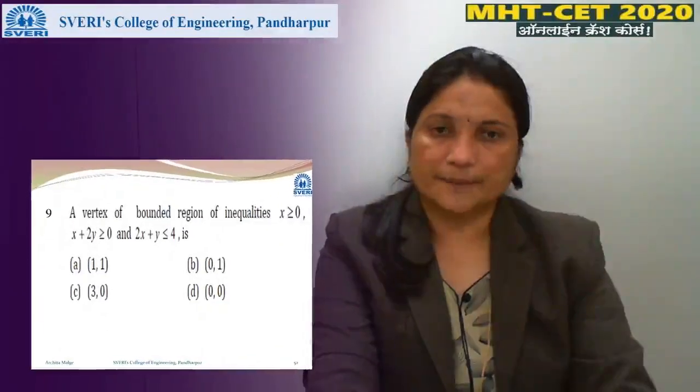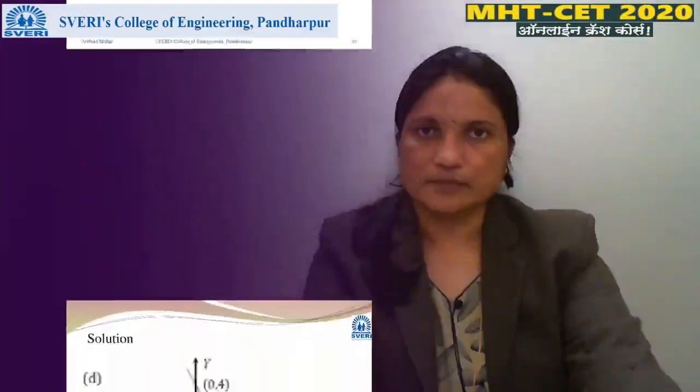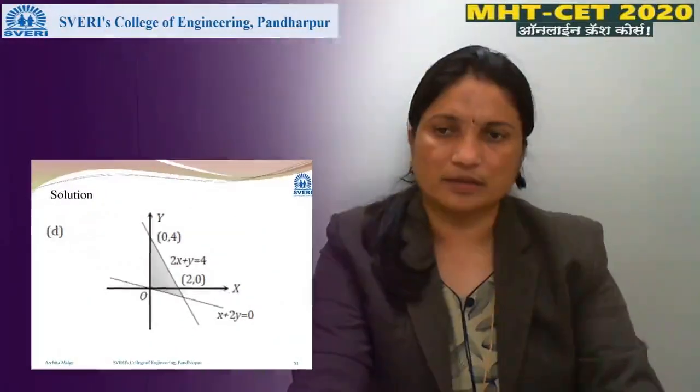Next example, a vertex of bounded region of inequalities x is greater than or equal to 0, x plus 2y is greater than or equal to 0 and 2x plus y is less than or equal to 4 is. So here we have two equations: x plus 2y equal to 0, second equation is 2x plus y is equal to 4, and the condition is given x is greater than or equal to 0. So here we are going to see that example.